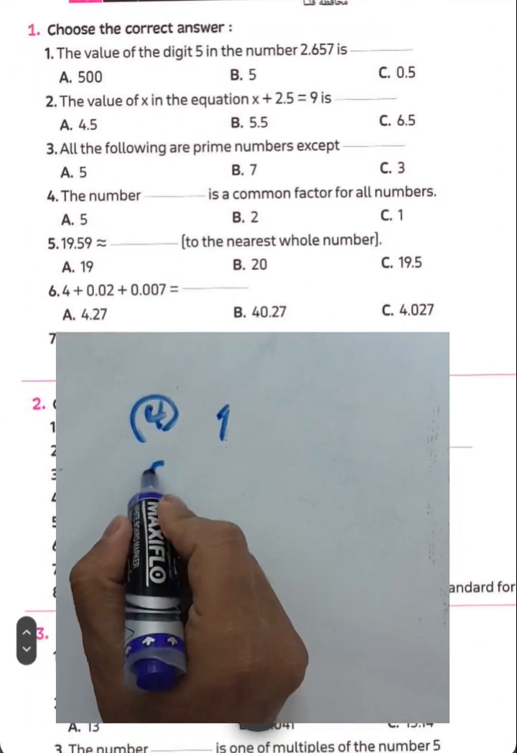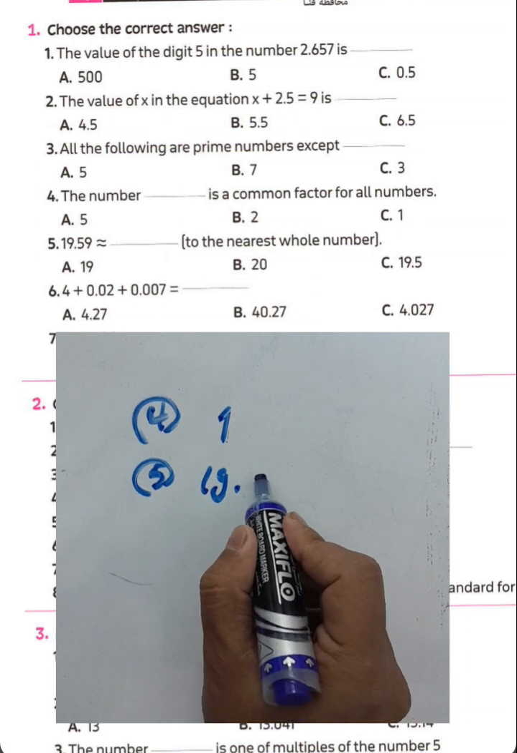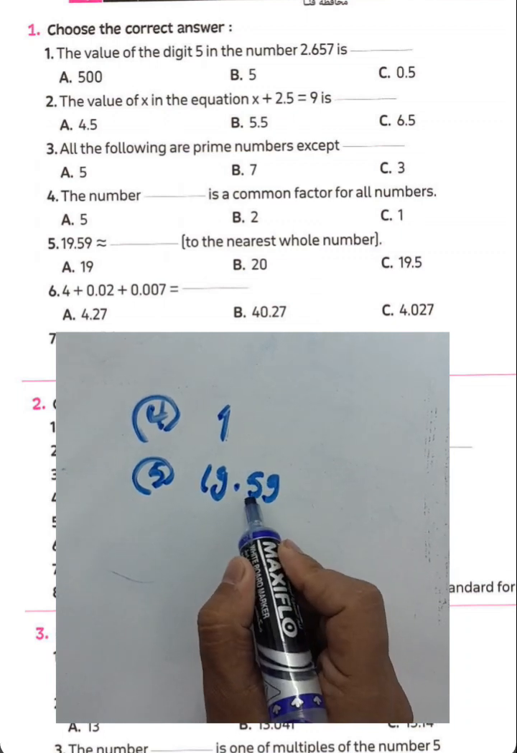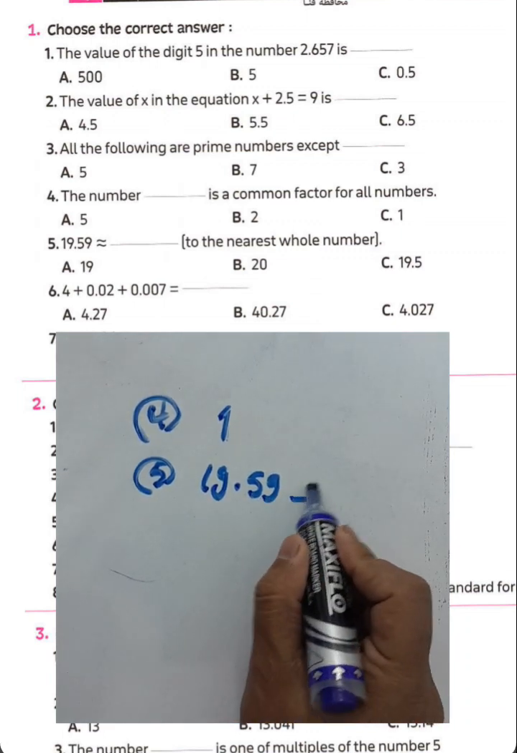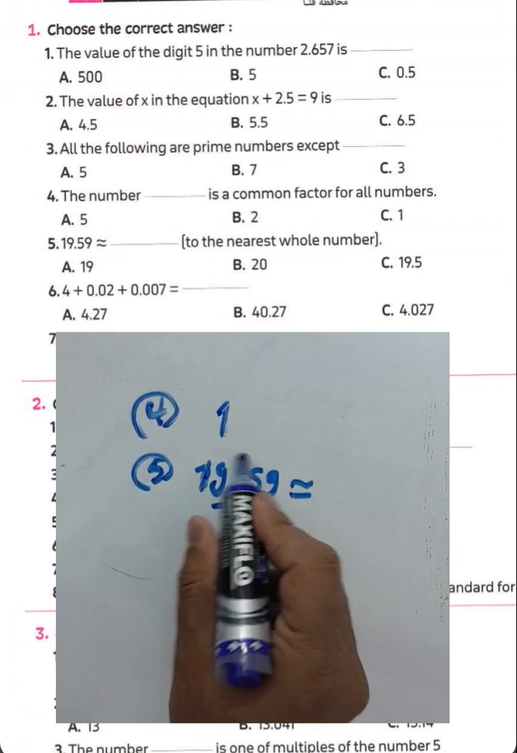Question number 5. 19.59, approximating to the nearest whole number. Here the 5 can give 1 to 19, it will be 20.